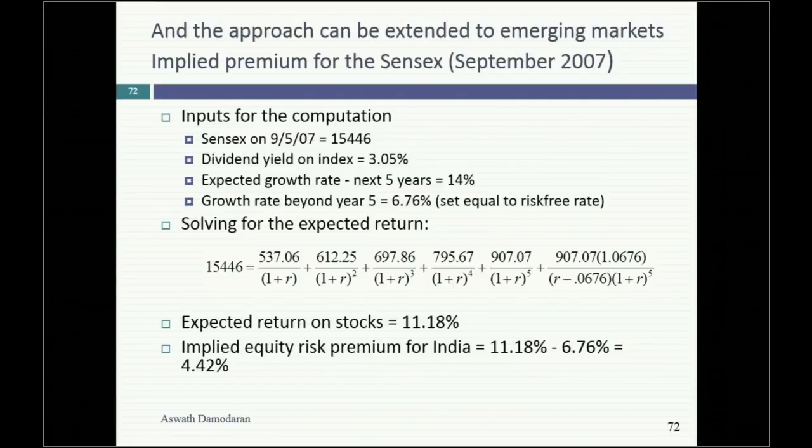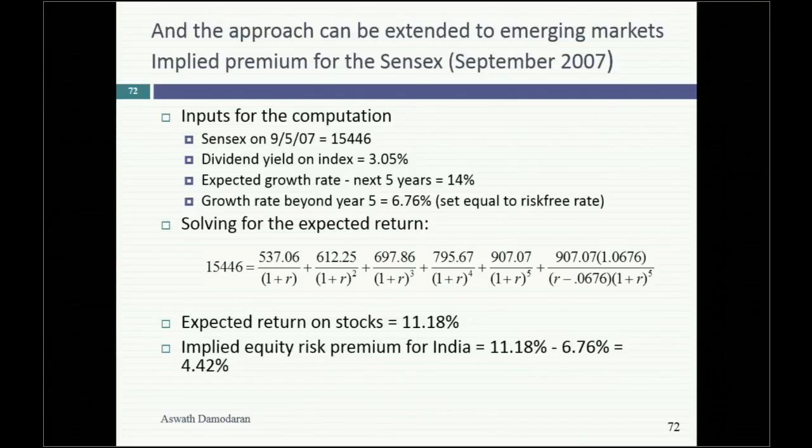The expected growth rate for the next 5 years was a bit of a pain, but I'll tell you what I had to do to cheat to get that. It was about 14%. And beyond the 5th year, I set the growth rate equal to the risk-free rate because I'm doing everything in Indian rupees. The risk-free rate in Indian rupees was 6%. I'm following exactly the same rules I do with the S&P 500. There it is: level of the index, expected cash flows, terminal value, solve for the IRR, I get 11.18%.